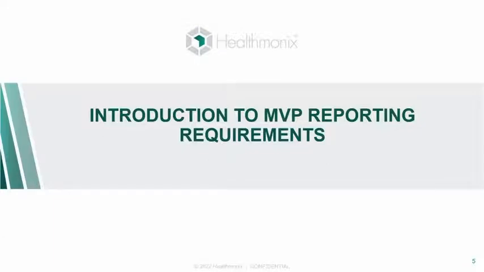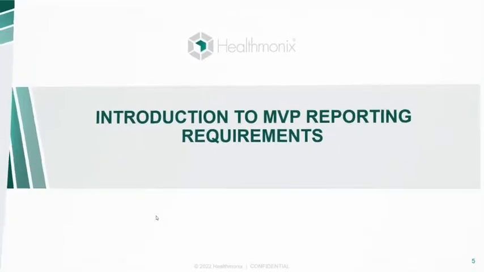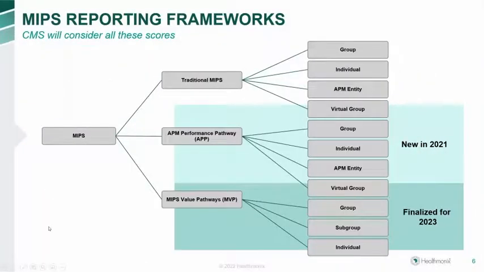I'd like to first start with an overview of the proposed MIPS reporting frameworks and the different reporting options. So we have traditional MIPS, which I'm sure most of you are familiar with, and the APM performance pathway, and then MIPS value pathways. Currently, both MIPS and APP are available frameworks for the current performance year, and you can participate as groups, individuals, APM entities, or virtual groups.